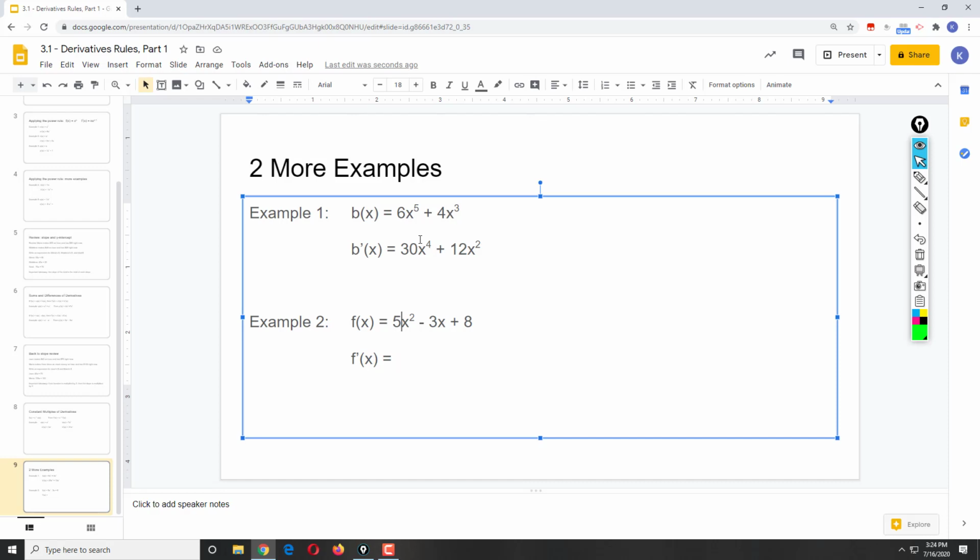Example 2, we have a quadratic here. 5x squared minus 3x plus 8. Again, we do each term individually. 5x squared turns into 10x. Minus 3x turns into negative 3, because remember, x is the same as x to the 1 power. 1 minus 1 is 0. Plus 8. Well, that's a constant. One way of looking at it is 8 is the same as 8x to the 0 power. When we take the derivative, 0 comes out in front. 0 times 8 is 0. That's why the derivative of 8 is just 0. And the derivative of 5x squared minus 3x plus 8 is 10x minus 3. Okay, that's it.